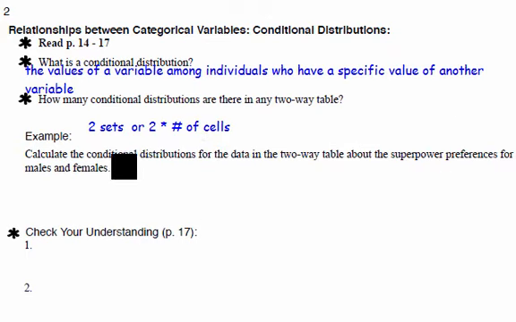Okay, example. Calculate the conditional distribution for the data in the two-way table about superpower preferences for males and females. It's a good idea to cover up a column at a time. If we were to calculate these, we would find that 15% of the females and 15% of the males wanted invisibility. For super strength, only 3% of the females and 20% of the males would like to have super strength.